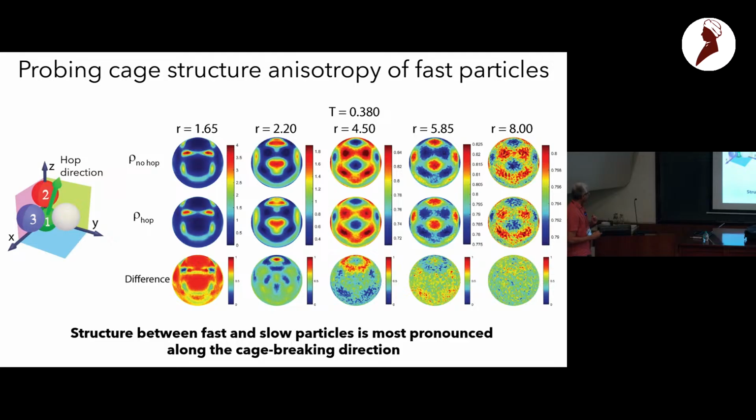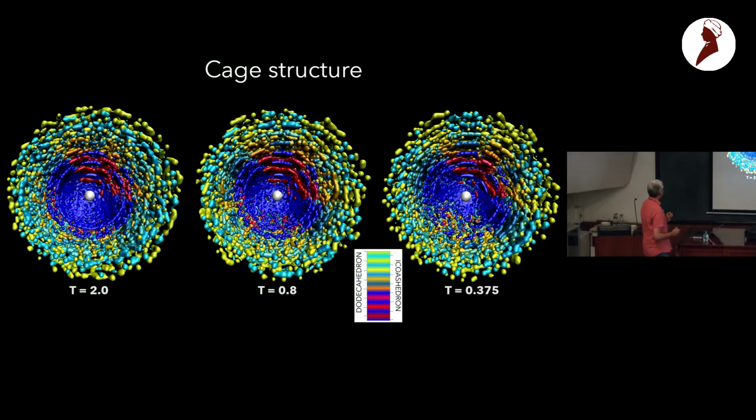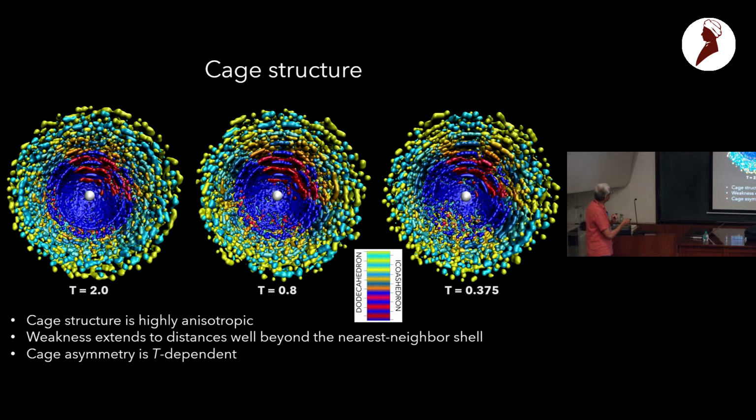So what I can do now is render these density fields. That's what I've done. I've taken the difference between fast and slow, and I'm rendering these density fields. And this is the central particle, which is the one that makes the hop. And you basically see this sort of an anisotropy in the cage structure at t equal to 0. And as you cool the liquid, this structure basically grows.